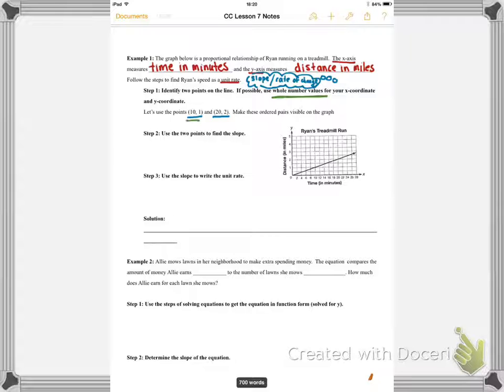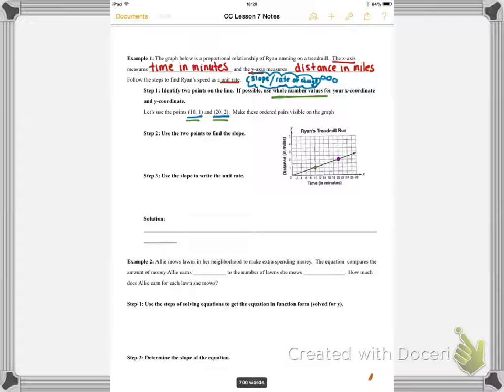So we did provide you with two whole number ordered pairs this time. Let's mark those on our graph. We've got 10, 1. So looking at 10, 1, and that is right there. And then we are also looking at the point 20, 2. So we've got two nice whole number ordered pairs that we are going to compare.